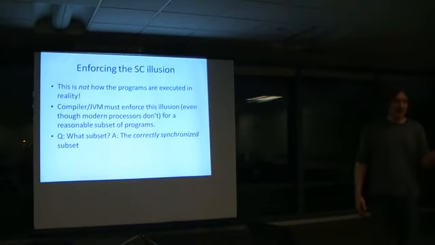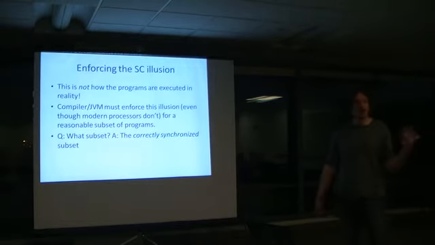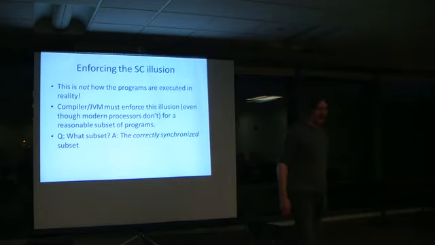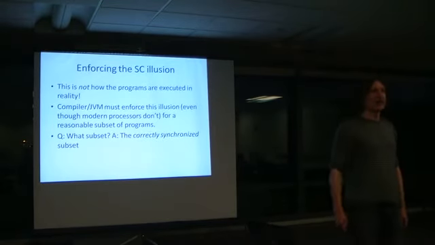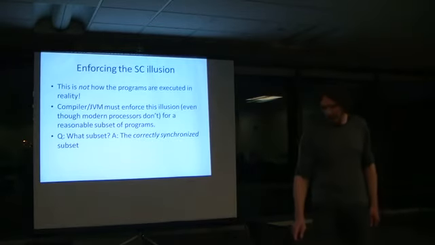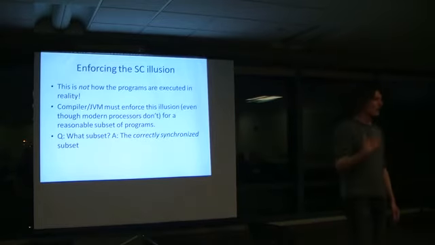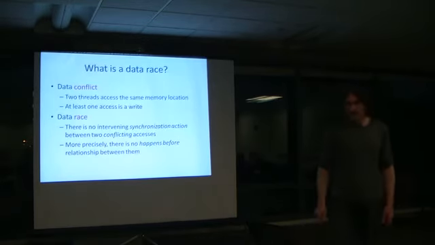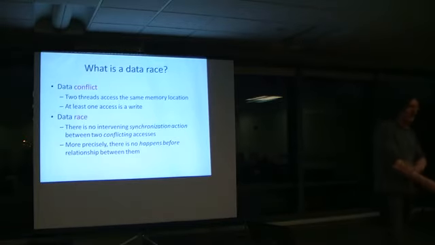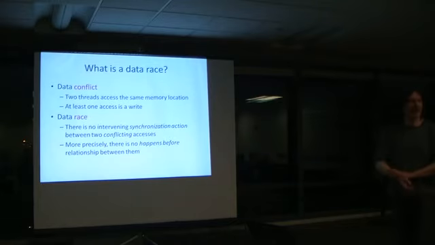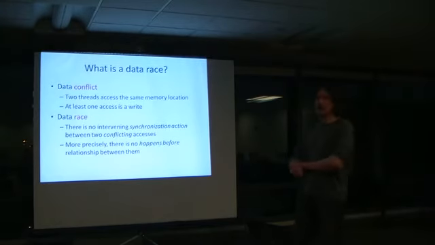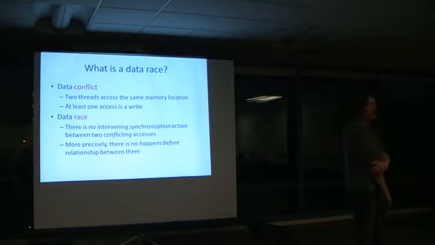So this program without volatile belongs to the subset of programs that are not going to be sequentially consistent. So we have to define the set of programs that will be executed with sequential consistency. And this set is called correctly synchronized programs. So if you have a correctly synchronized program, its execution will be sequentially consistent. In order to know what a correctly synchronized program is, we have to know what the non-correctly synchronized programs are. And non-correctly synchronized programs are the ones that have data races.